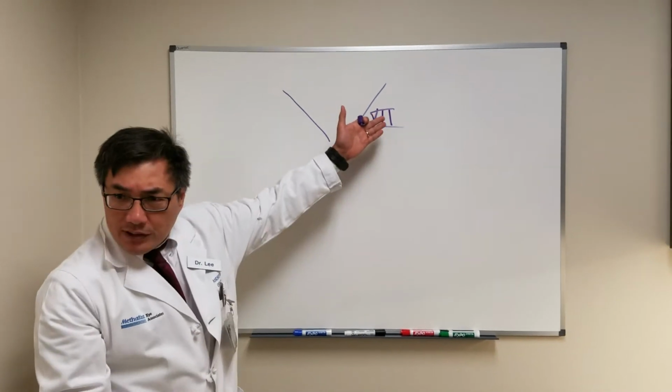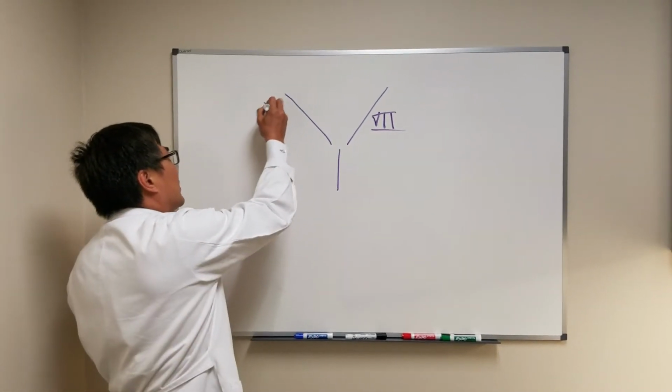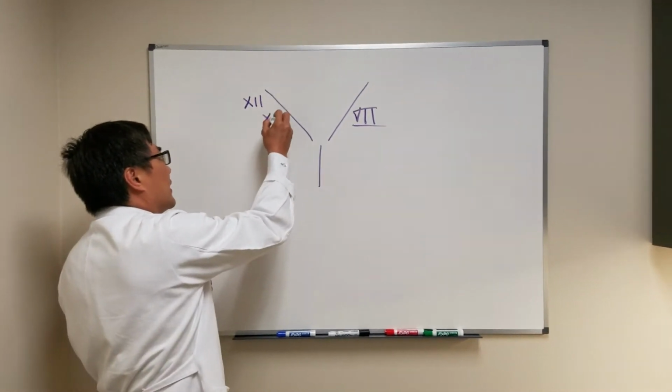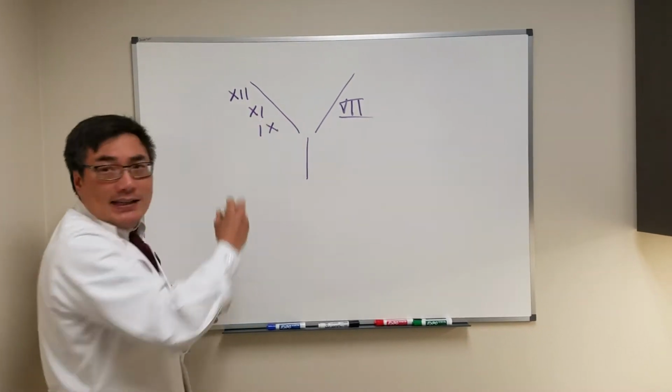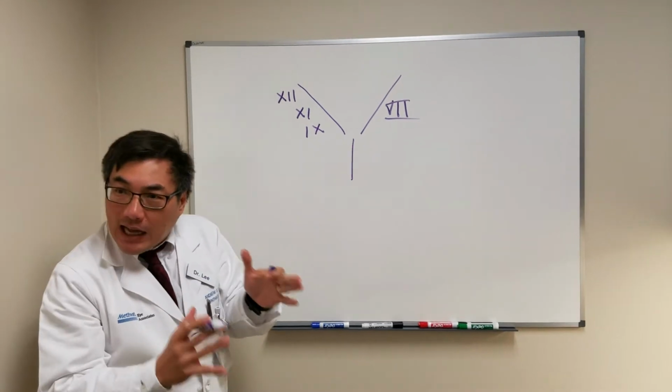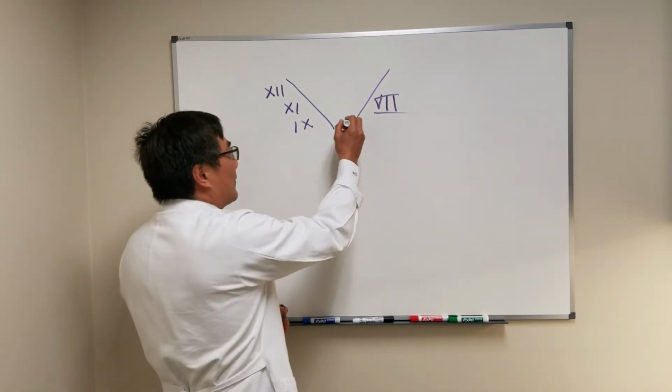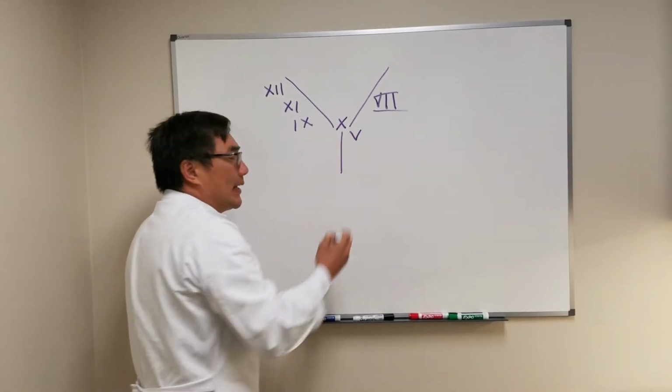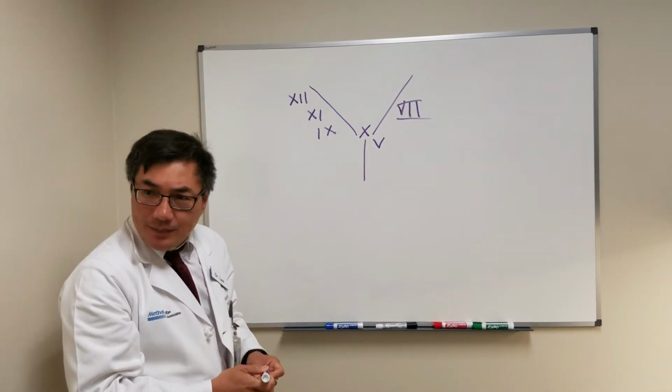Factor 7 is on the extrinsic pathway side, and 12, 11, and 9 are on the intrinsic pathway. They meet at a final common pathway. The final common pathway is mediated by 10 and 5.